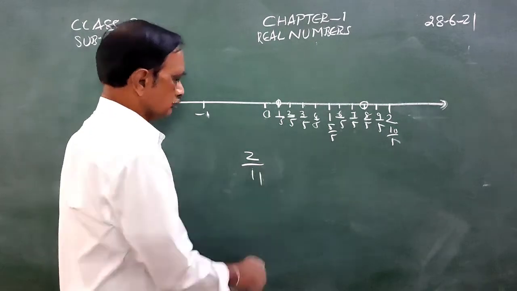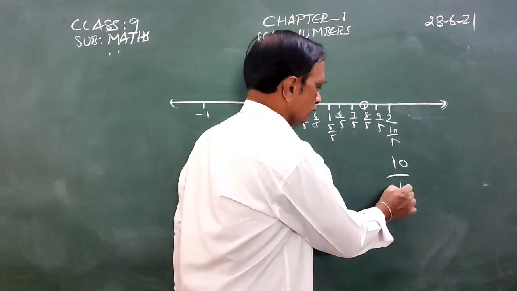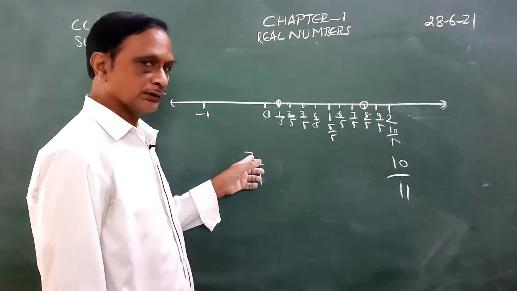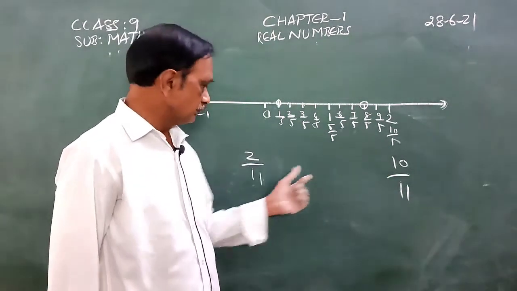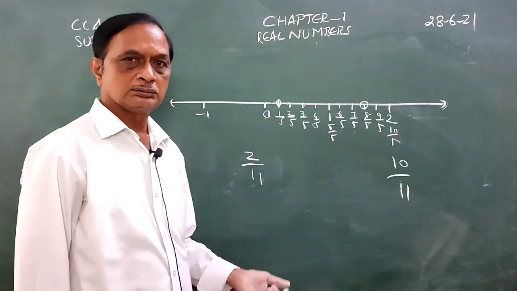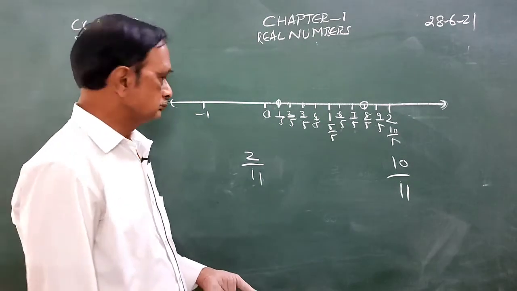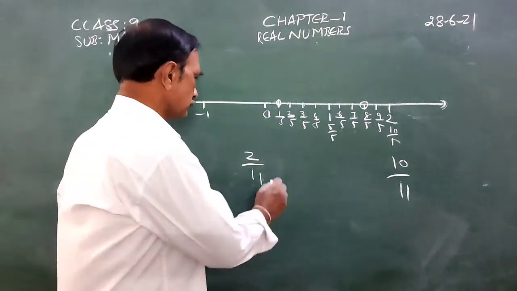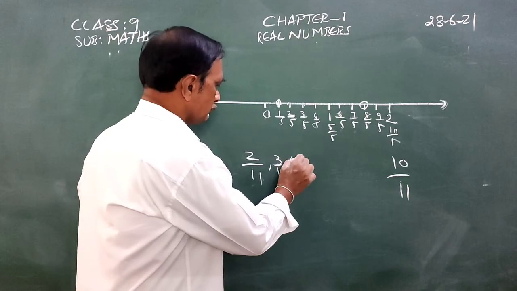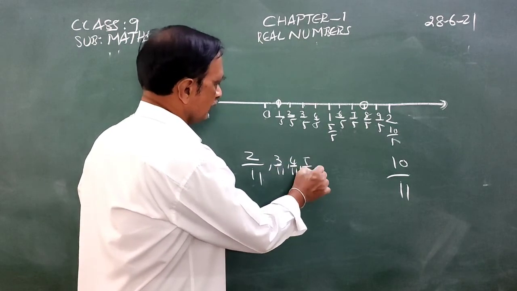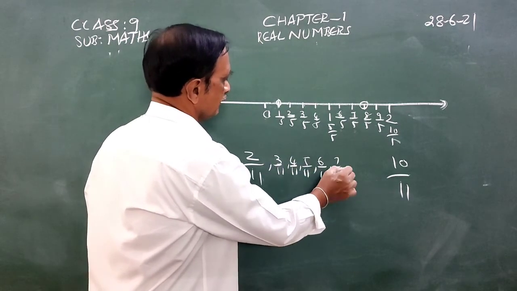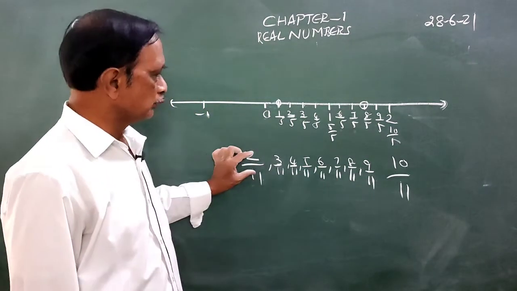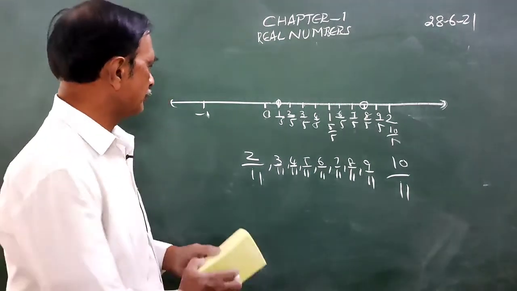2 by 11, 10 by 11. Here the denominators are same. But what is the numerator here? 2. Here 10. These are like fractions. Now, can I get the rational numbers between 2 by 11 and 10 by 11? Clearly, 3 by 11, 4 by 11, 5 by 11, 6 by 11, 7 by 11, 8 by 11, 9 by 11. These are all the rational numbers that are between 2 by 11 and 10 by 11.